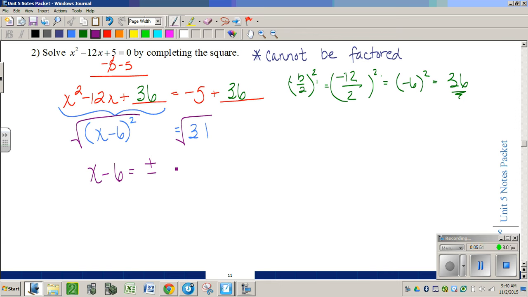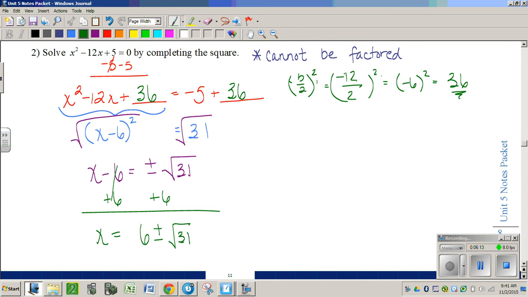Now, 31 is not a perfect square, and it does not have any perfect square factors. So I'm going to leave it the square root of 31. Now, in order to solve for x, I'm going to add 6 to both sides. Now, in case you forgot, 6 and the square root of 31 are not like terms. You can't put them together. So this turns out to be 6 plus or minus the square root of 31.